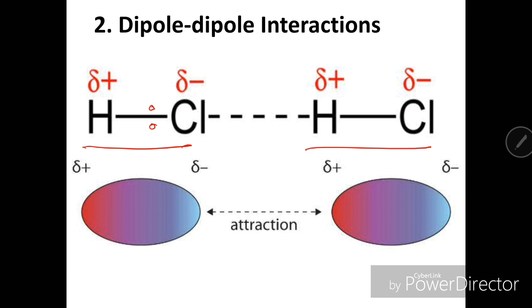Another HCl molecule is also a permanent dipole. Now the negative end of one HCl molecule will attract to the positive end of another HCl molecule, and this kind of interaction is called dipole-dipole interaction. It means the positive end of one dipole attracts to the negative end of another dipole. So that type of interaction is called dipole-dipole interaction.